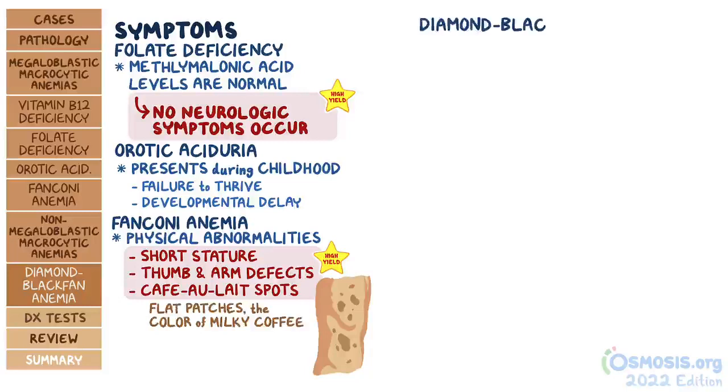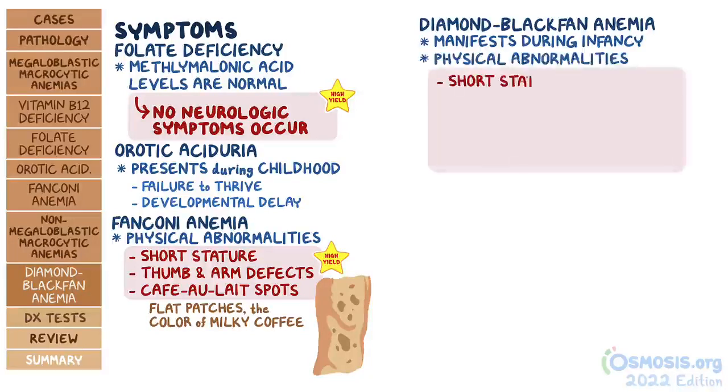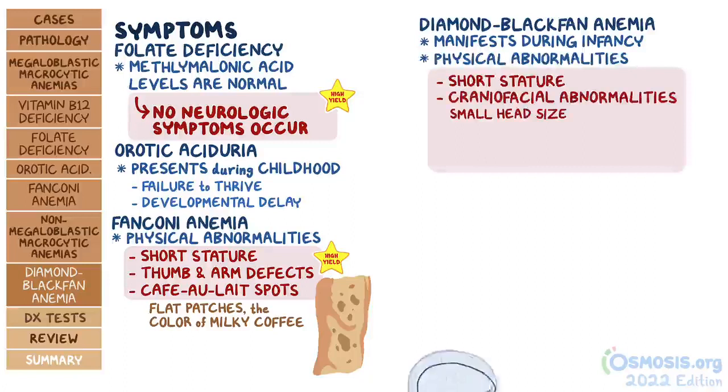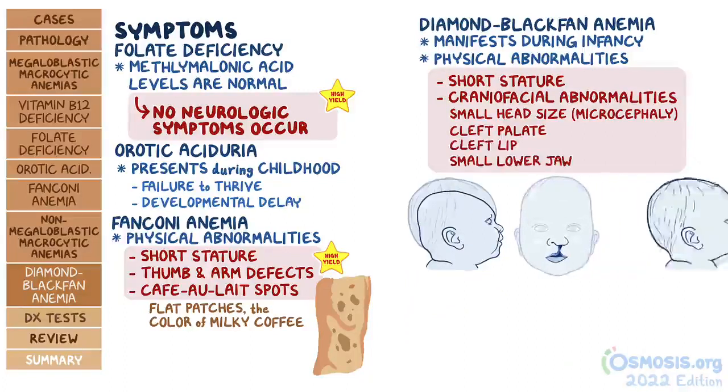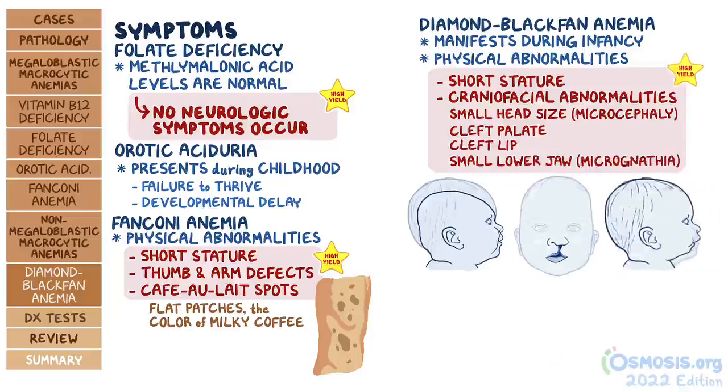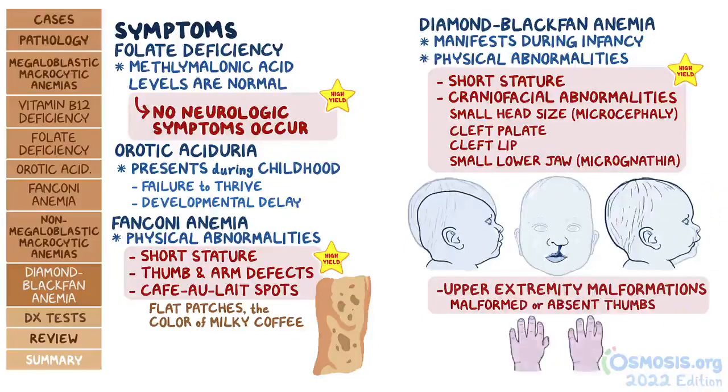Now, Diamond-Blackfan anemia usually manifests during infancy, and the individuals affected also have physical abnormalities like short stature, craniofacial abnormalities such as small head size or microcephaly, cleft palate, cleft lip, and small lower jaw called micrognathia, as well as upper extremity malformations, most commonly malformed or absent thumbs.